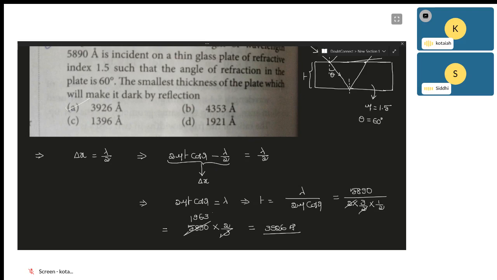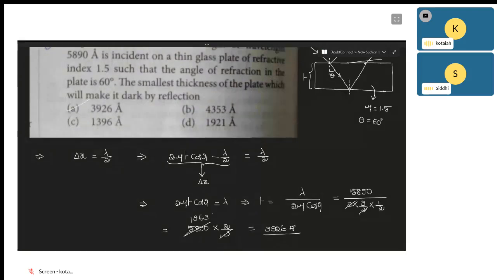But as of now, you just remember this formula. Path difference is equal to 2 mu t cos r minus lambda by 2. In most of the textbooks, they'll give 2 mu t cos r is equal to lambda. Both are the same, no? Let's go with one more problem.